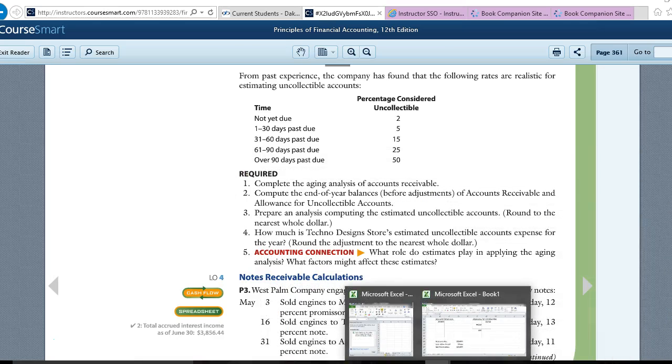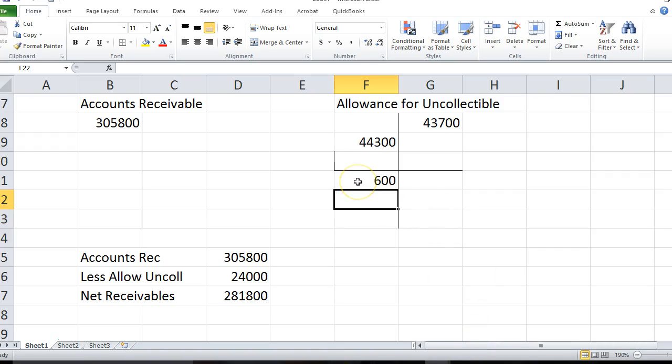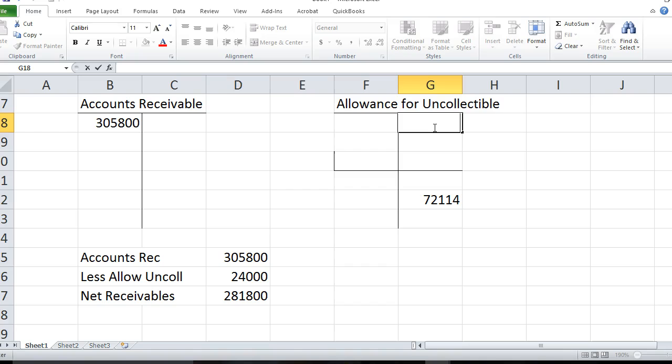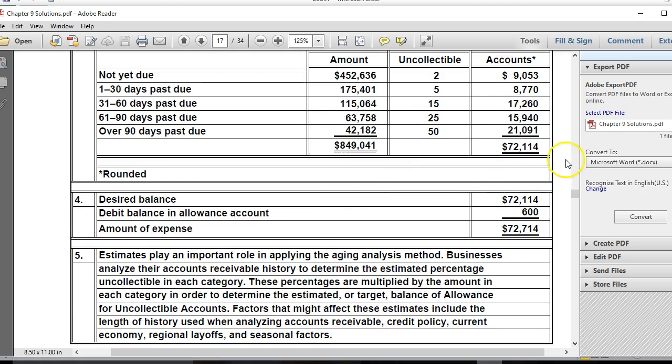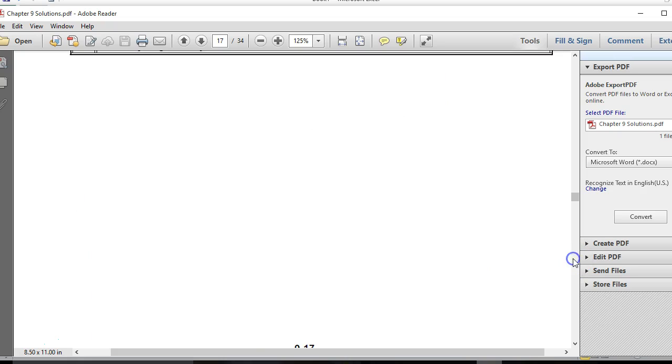Let's look back at it here. If we know we want this to be $72,114, and what were the figures? A $600 debit. Then what do we need this to be? $72,714. Does that make sense? So we're going to need the journal entry to be $72,714, so we end up with the balance we want. Okay?